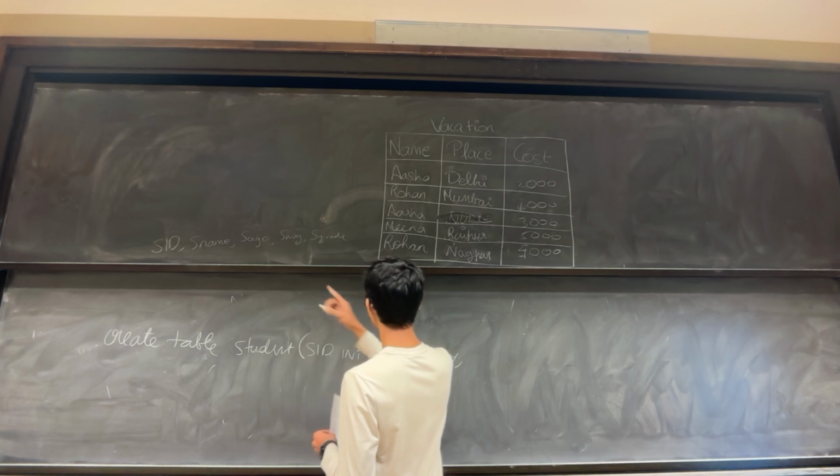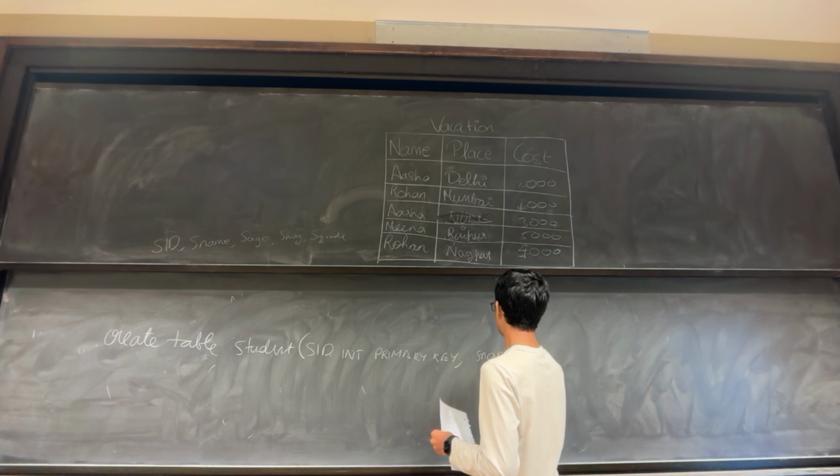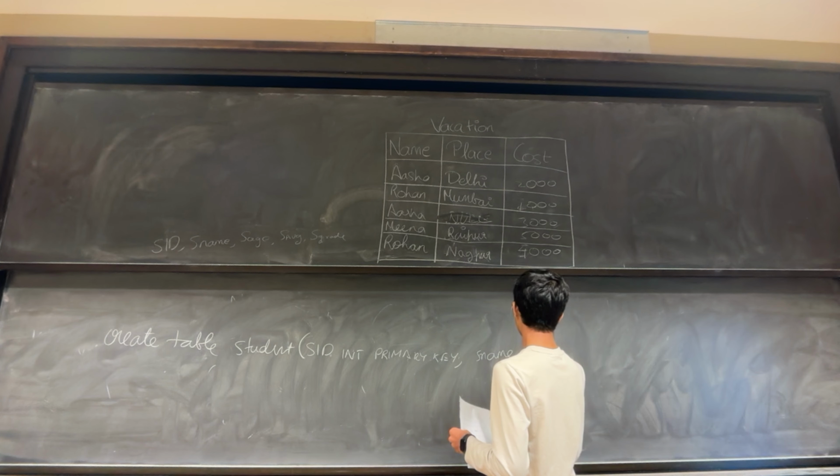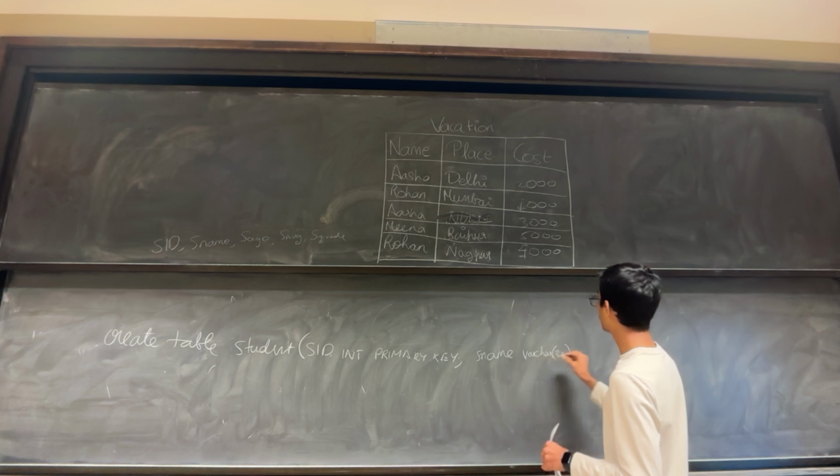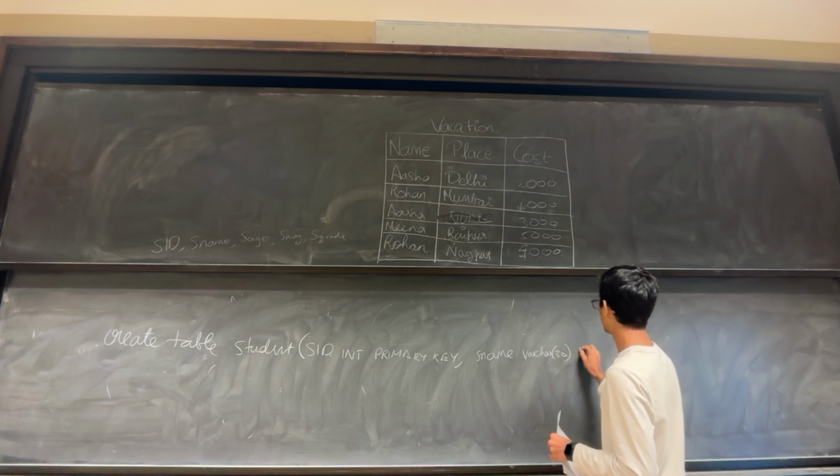comma, then I continue sname varchar 30, and let's say I want it not null, so not null, comma, so on and so forth.